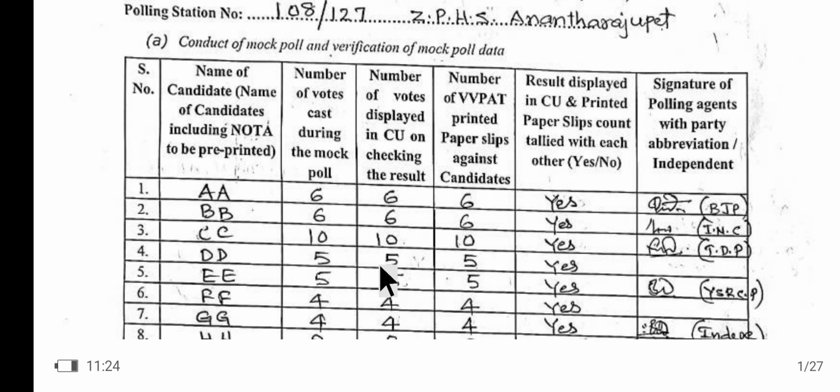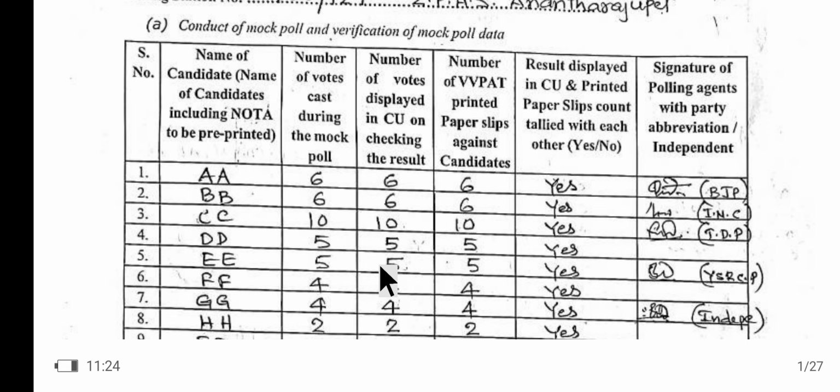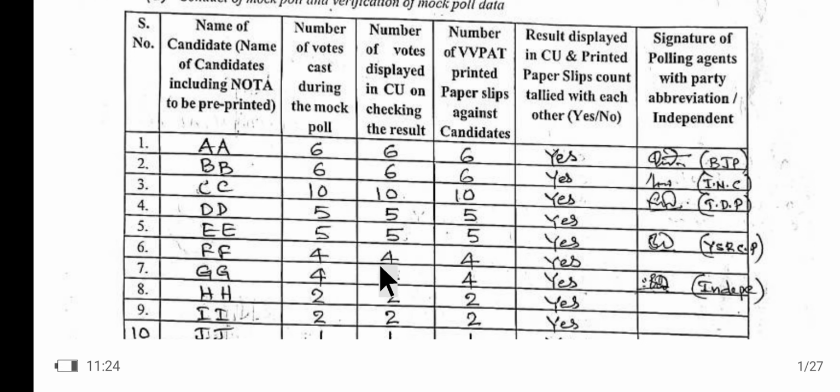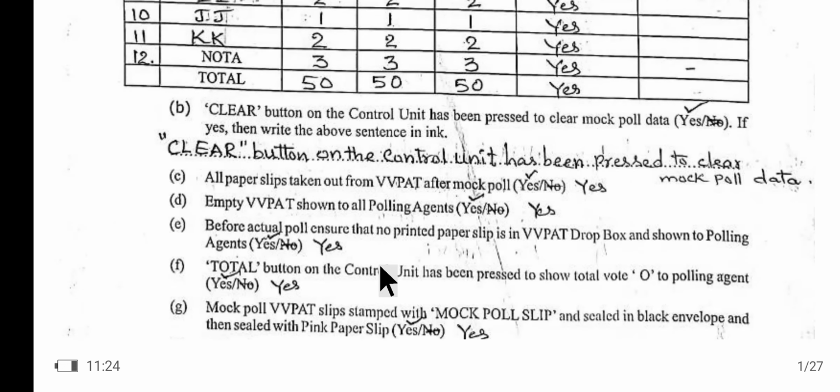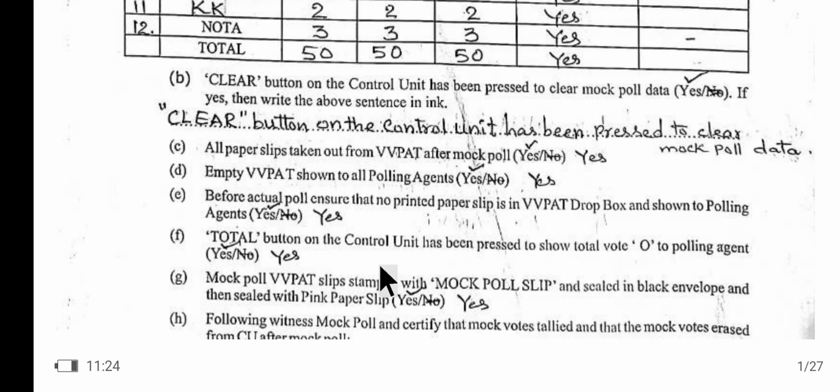So here name, number of votes displayed in CU, and the entire information should be filled in this table and should be verified properly with the collection of signatures from the polling agents. So then followed by clicking on the clear button, and we have to fill in this information. Clear button on the control unit has been pressed to clear mock poll data.